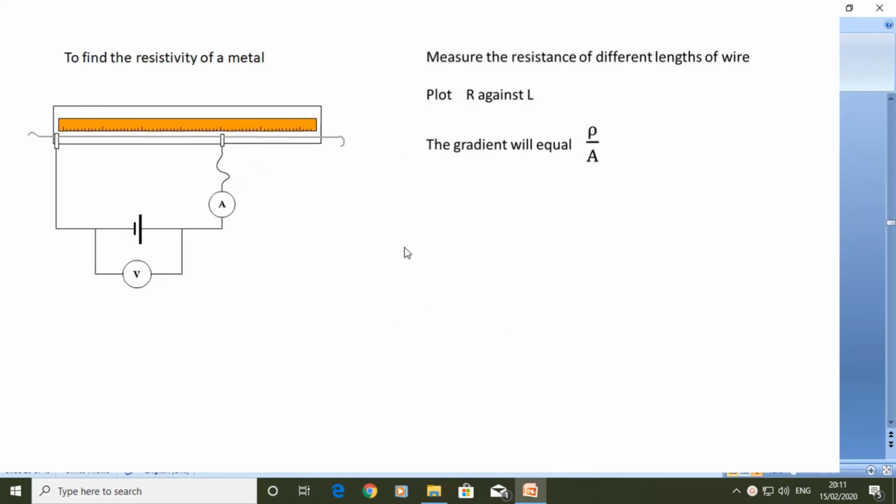To find the resistivity of a metal is an experiment that you need to know. You would build a circuit like this, where basically you can change the length of the wire, you put a voltage across it and you measure the current through it, and you see how the resistance varies with length. You plot a graph of resistance against length, and from R equals rho L over A, the gradient of the graph will be rho over A.